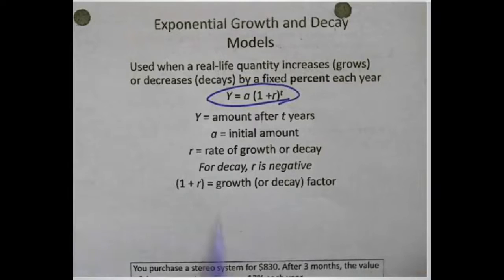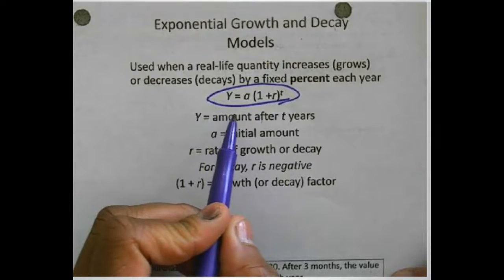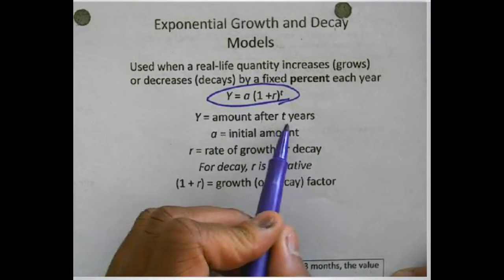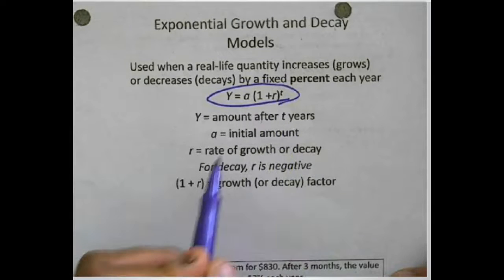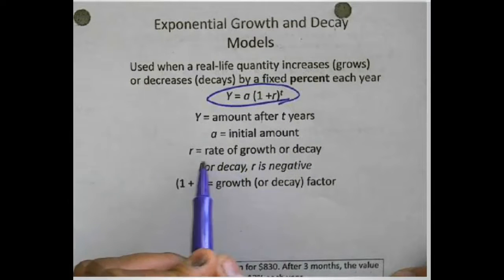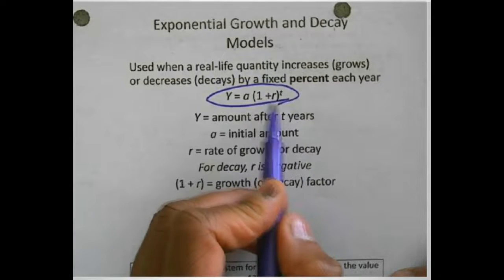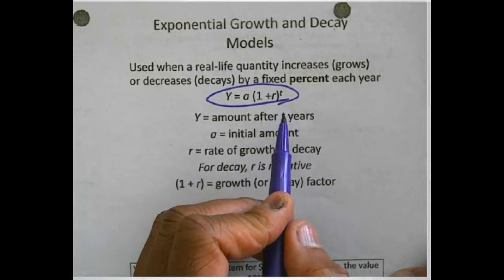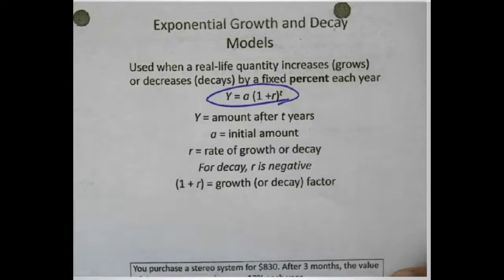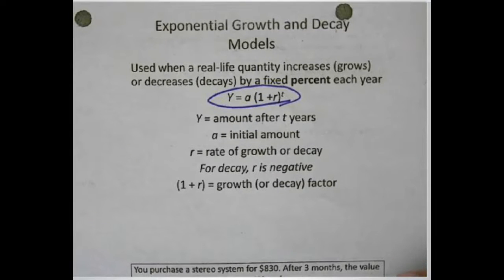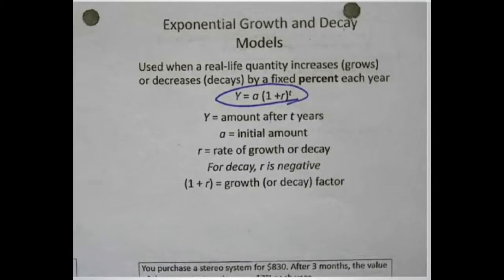And what means what. So y is the amount after however many years. T is going to be your time, so the number of years. A is the initial amount. R is the rate of growth or decay. So if it's growing, you're going to add the R. Kind of makes sense. If it's decaying, you're going to decrease the R. 1 plus R is going to be your growth or decay factor, depending on if you're adding or subtracting on that part. Sounds good. This is a formula. It's pretty straightforward. So let's go ahead and try an example together.